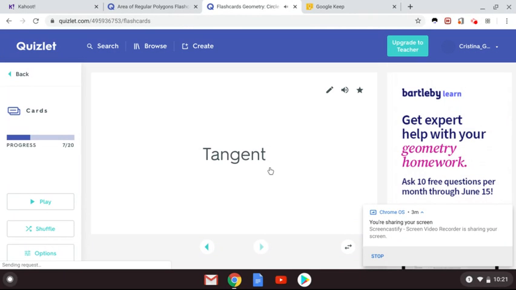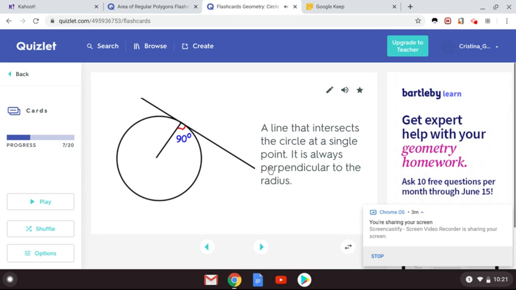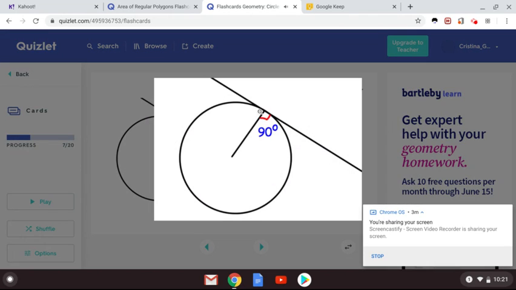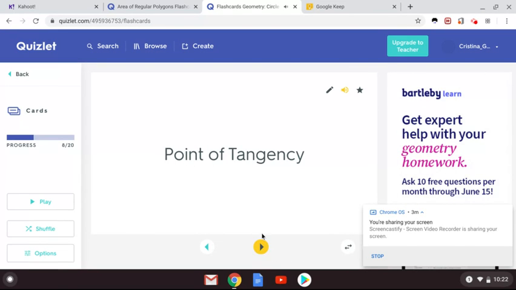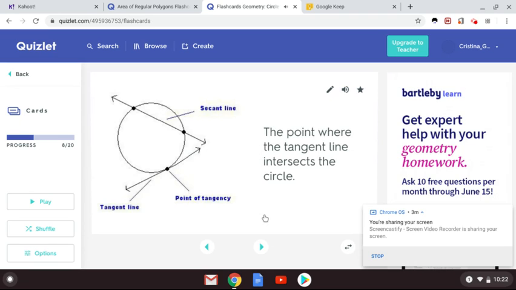Tangent. The tangent touches the circle at exactly 1 point. A line that intersects the circle at a single point. It is always perpendicular to the radius. Do note that it's always perpendicular; that's something you guys have to make sure you remember. Point of tangency: the point where the tangent line intersects the circle. So that would be exactly at this point. This is a point of tangency.